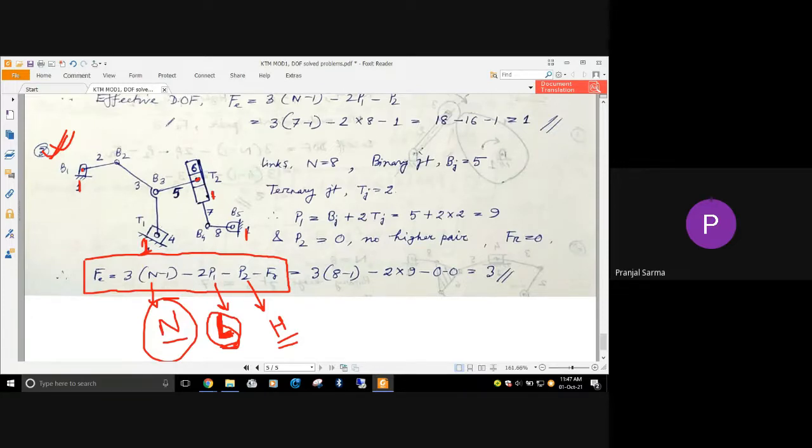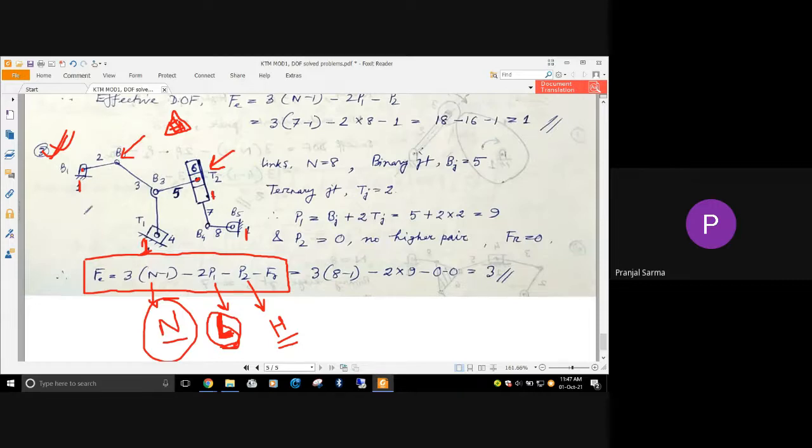Sometimes a link may be something like this. The whole link may be a single link even though it looks like a kind of triangle, but that is a ternary link. That kind of situation might also be there. Sometimes we can also have a slider in between, with a pin joint.